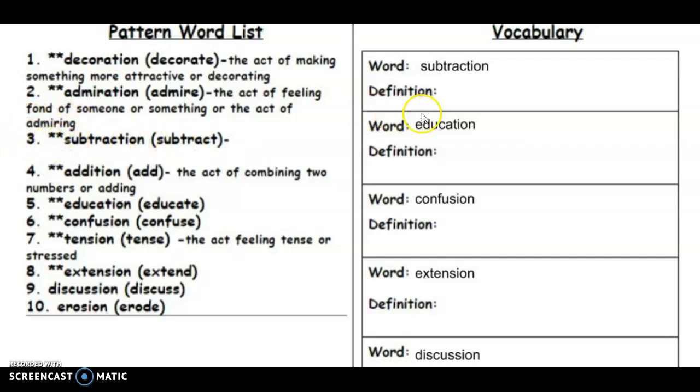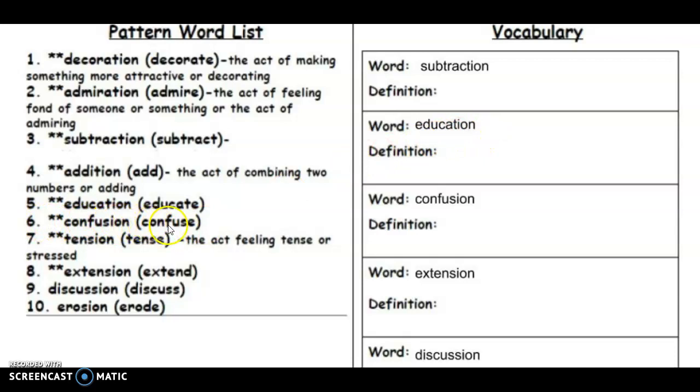3, subtraction, which you're going to give me the definition for. 4, addition. Base word is add. The act of combining two numbers or adding. 5, education. Educate is the base word. You will give me the definition for that.